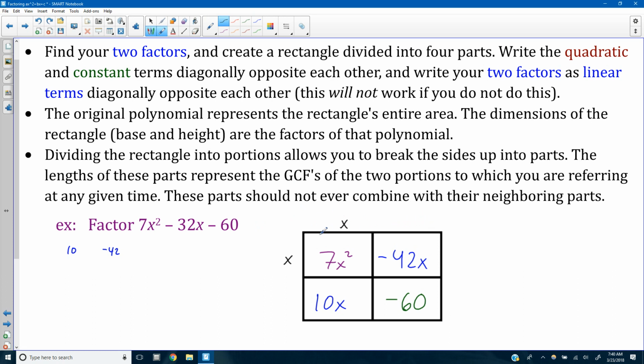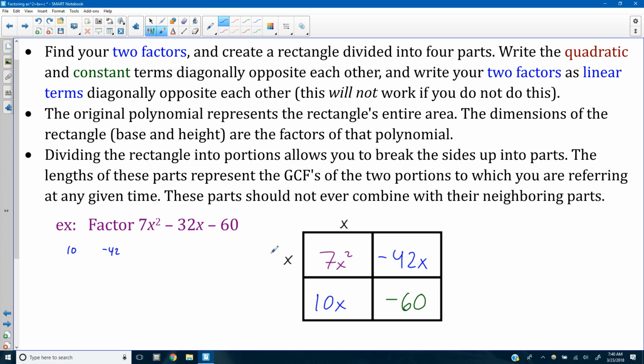So what am I going to do next? What I'm going to do is take a look at this 7 right here. And I'm going to say, okay, how do I get 7? By 7 times 1. Okay, so I can either make this a 7 and this a 1, which is no good for me because even though 1 times negative 42 gives me negative 42, there's no integer I can multiply 7 by to give me 10. So I must have written these out the wrong way.